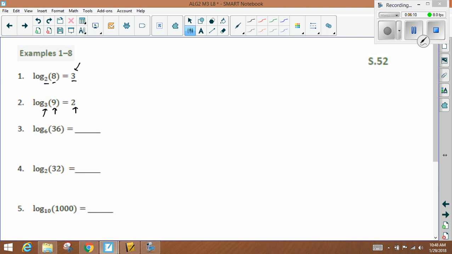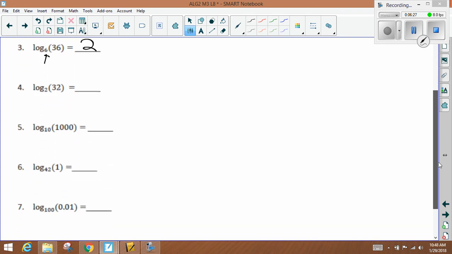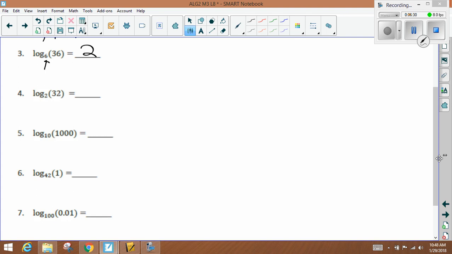So what do we do with this one? We say 6 to what power is 36? 2. There we go. We just evaluated our first logarithm. 2 to what power is 32? 5. 10 to what power is 1,000? 3. We're doing it. Look at us go. 42 to what power is 1? 0.